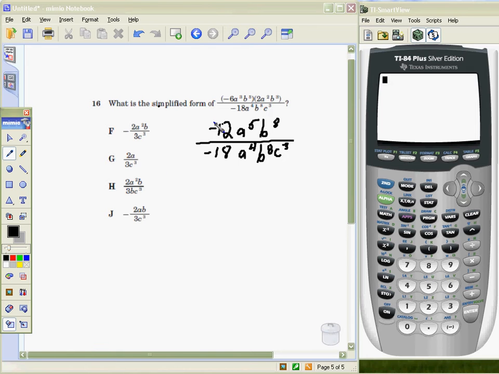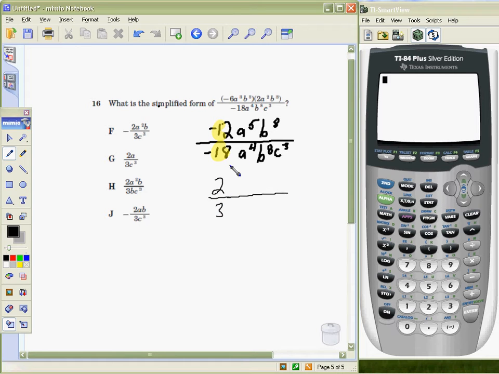Now let's simplify my little fraction of numbers here. The negative 12 over negative 18 simplifies to a positive 2/3. It has a common factor of 6, and negative divided by negative is a positive. Now, when I'm dividing bases that are the same, I subtract the power. So I have a to the power of 1.